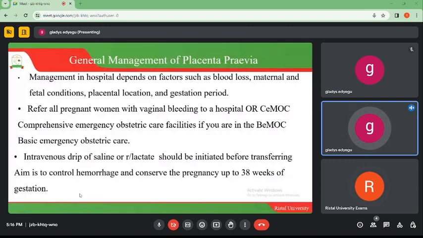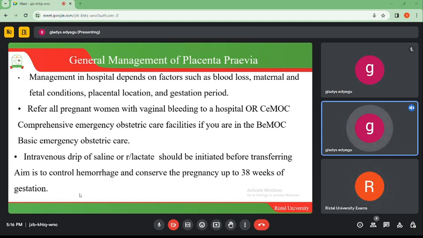So placenta location matters in the management because we have already talked about the four different types. We have the normal location of the placenta. We have the one that is at the lower segment, which is not reaching the edge of the cervix. Then we have the one that actually covers the cervix, but that is when the os is closed.